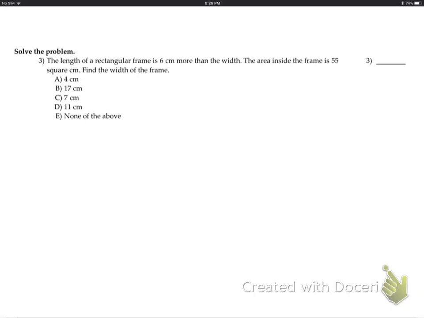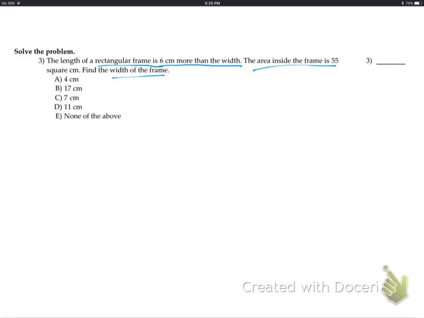Okay, let's try number 3 here. Length of a rectangular frame is 6 centimeters more than the width. Area inside is 55. Find the width. Actually, why don't we move on and come back to this one? Oh, actually, we'll solve it. Let's go ahead and solve it.